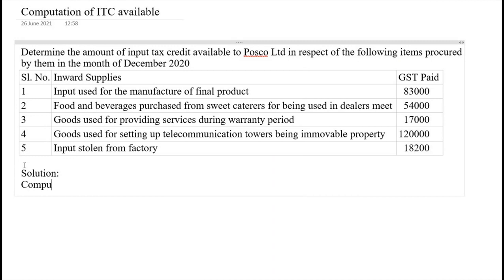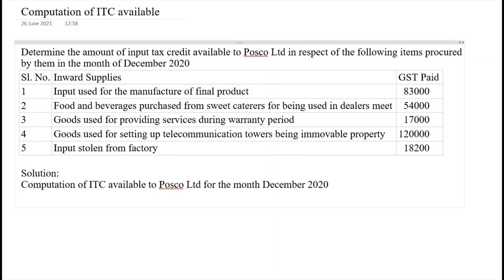Computation of ITC available to POSCO Limited for the month of December 2020. Let me insert the 2 columns here: particulars and GST paid in rupees. Now let us discuss. Inputs used for the manufacture of the final product: as the inputs are used in the manufacture of the final product, ITC is available on them.